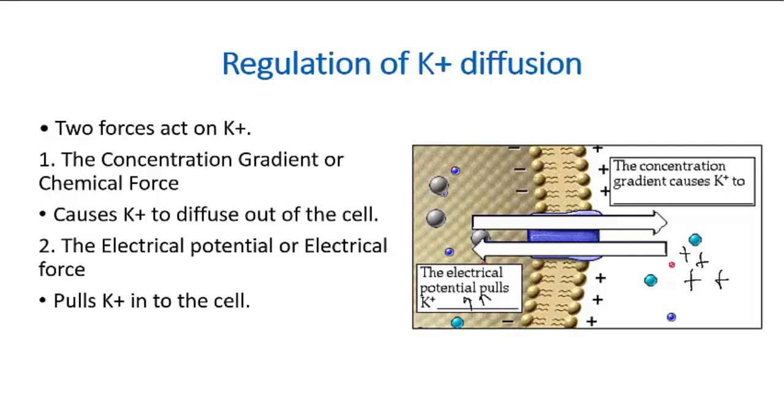So we can say that potassium here is at equilibrium. So no net movement. The amount of potassium that moves outside, the same amount is coming back inside. The force that allows them to move outside is the concentration gradient, and the force that will bring it back is the electrical potential or electrical force.